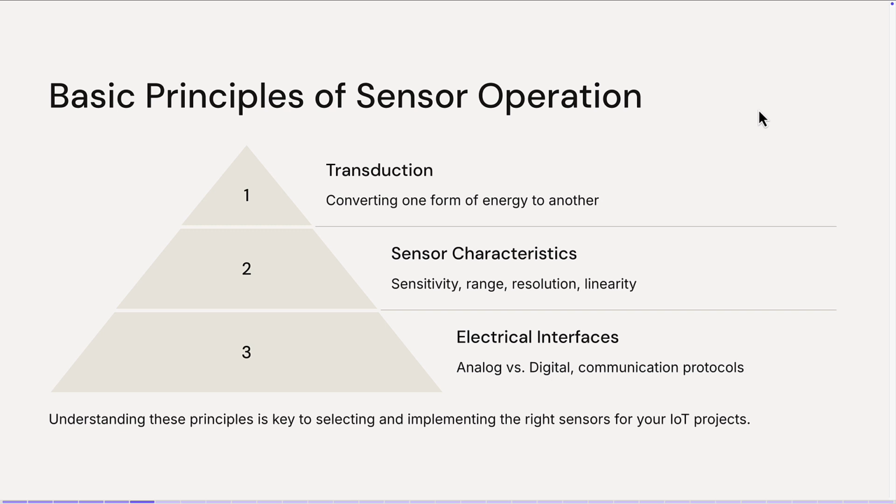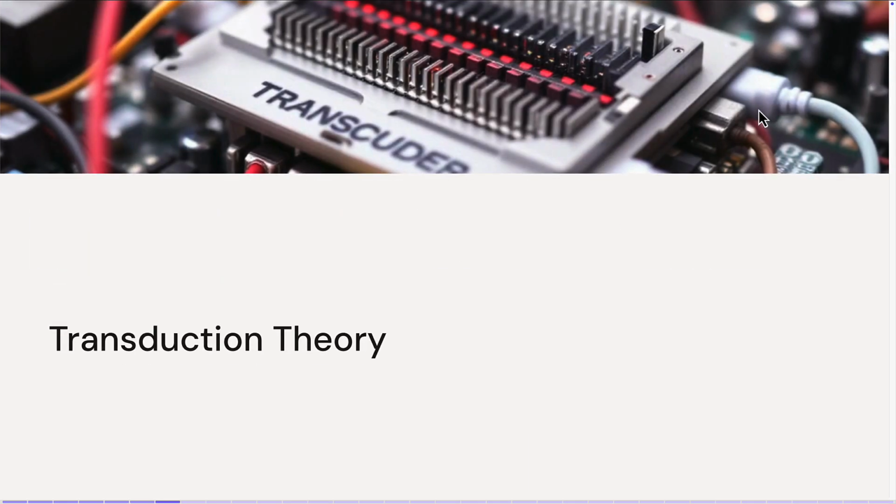The central characteristics: what is the meaning of sensitivity, what is the meaning of range, of resolution, of linearity or accuracy. And the electrical interface, we already talked about this, the difference between analog signal, digital signal, and the communication protocols. That was already introduced in the lecture on embedded devices. Okay, this is the most important part now.